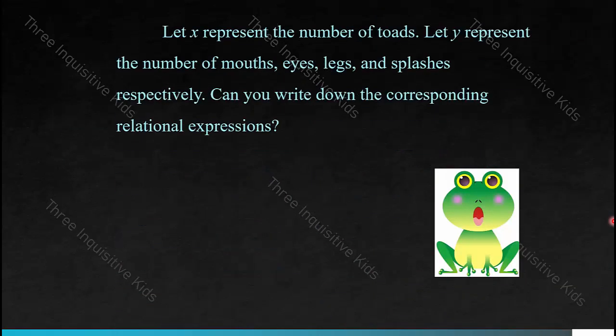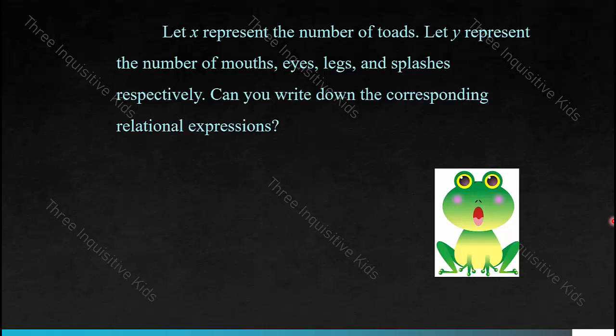Let's first look at this. Let x represent the number of toads. Let y represent the number of mouths, eyes, legs, and splashes respectively. Can you write down the corresponding relational expressions? So say there were two toads, or two frogs, whatever, two animals. So two toads. How many mouths are there in total?